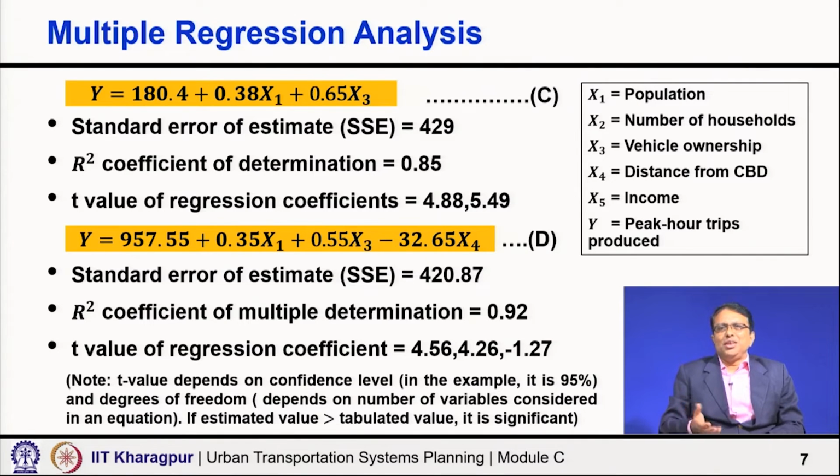The more the distance from CVD, the trip generation will reduce. We are trying to say peak hour trip produced may reduce with the distance. With population it should be positive, with number of households it should be positive, with vehicle ownership it should be positive, with income it should be positive, but with distance from CVD it is likely to be negative, because as distance increases, the number of trips produced will reduce. So, its negative sign is logical.